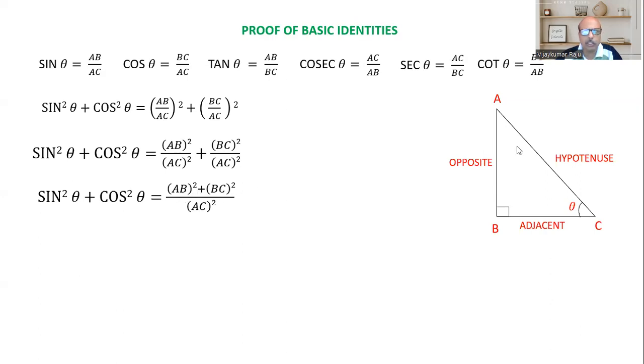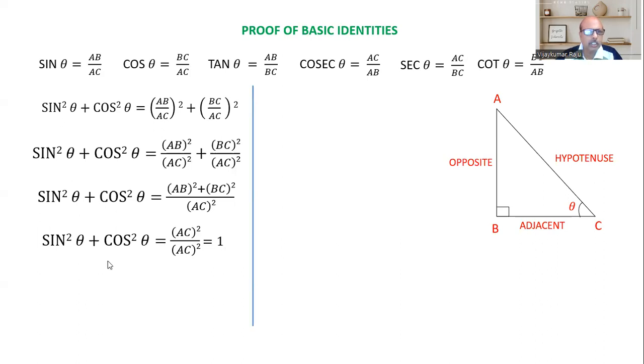Now this is the Pythagoras theorem. AB square plus BC square is equal to AC square by Pythagoras theorem. That means you can write the numerator as AC square upon AC square. AC square will get cancelled and it is just equal to 1. So you are getting sine square theta plus cos square theta is 1.